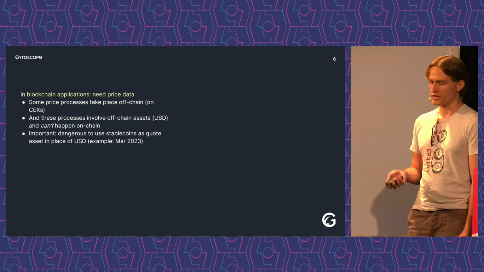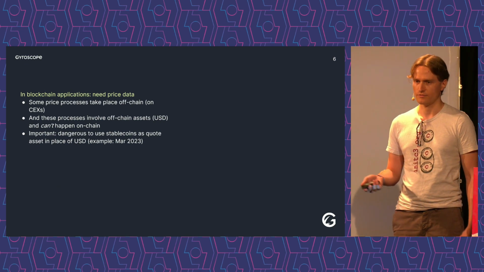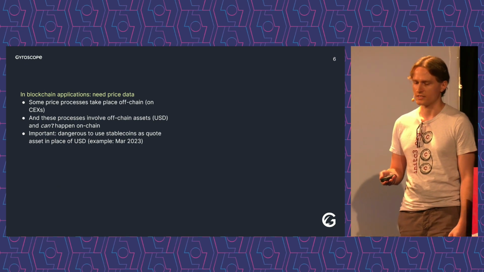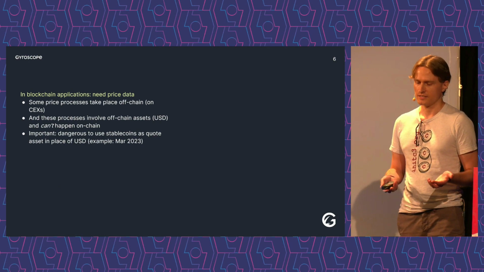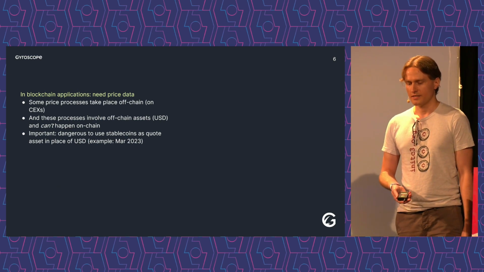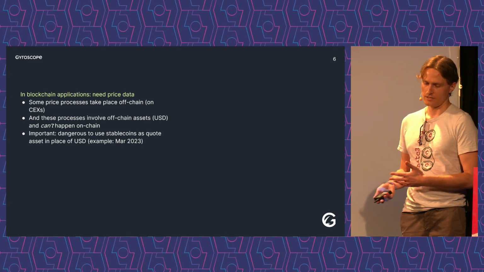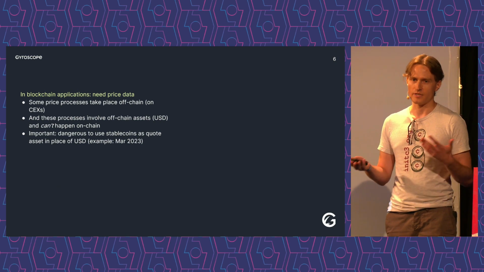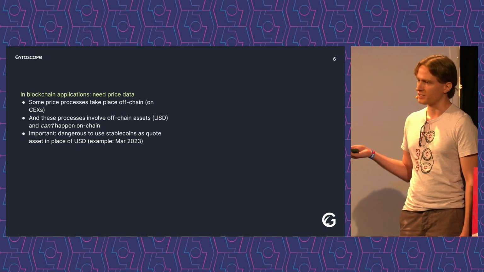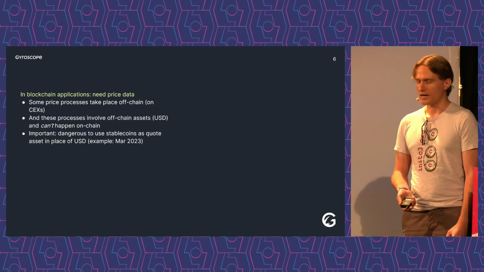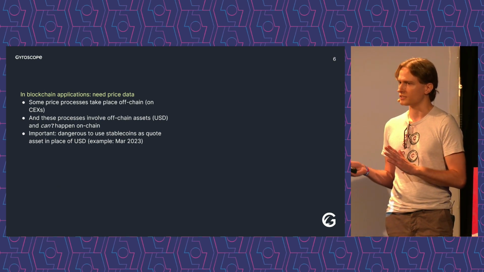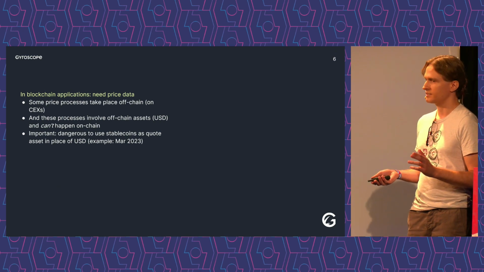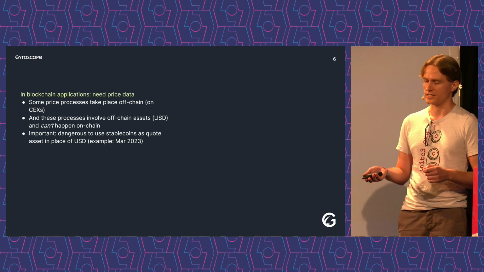Some price processes take place off-chain, for example, on centralized exchanges mainly. Further, these processes involve off-chain assets, for instance, USD. These assets don't exist on-chain, and so fundamentally you can't really observe trades with respect to those assets on-chain. And it's a bit dangerous to just use a stablecoin as a placeholder for USD to be able to observe these processes on-chain.